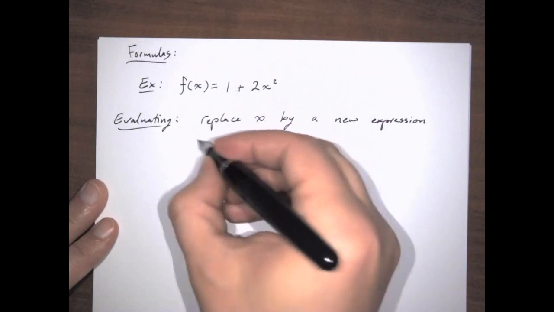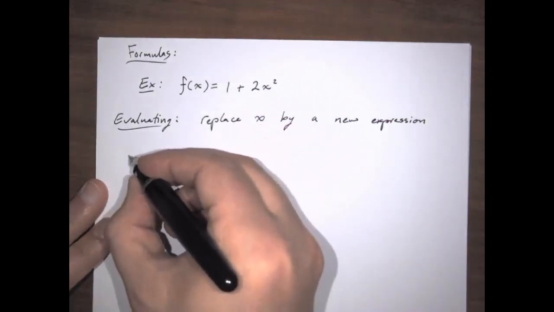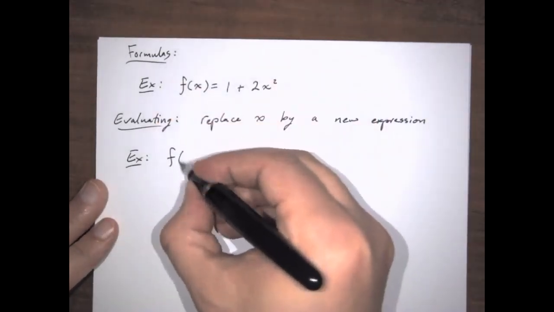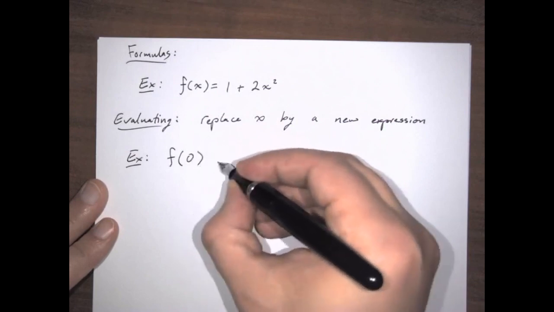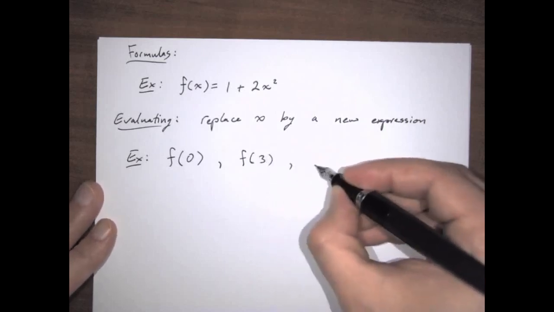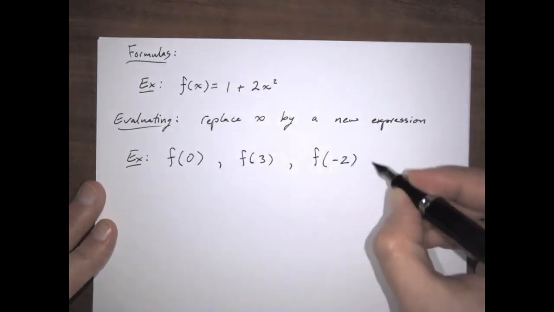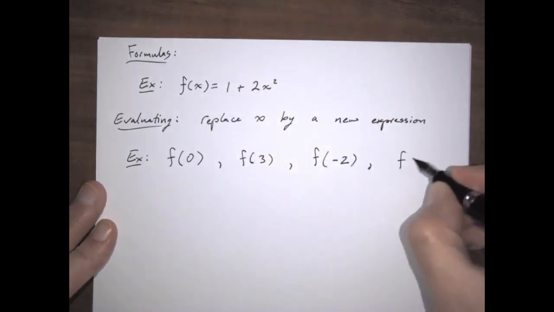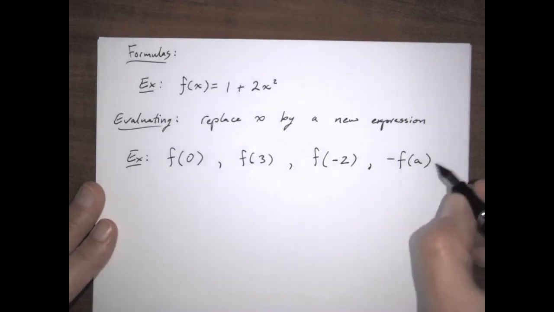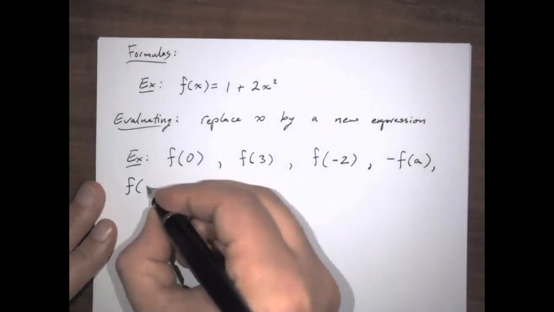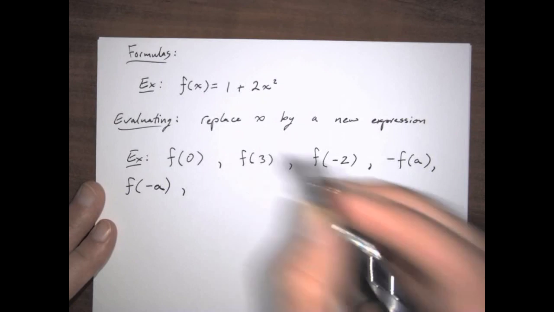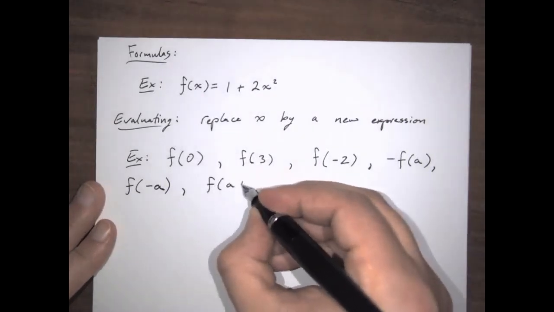So replace x by a new expression. As an example here, keeping that same f, let's say we wanted to do f of 0, f of 3, f of negative 2, negative f of a, f of negative a, and then finally f of a plus h.